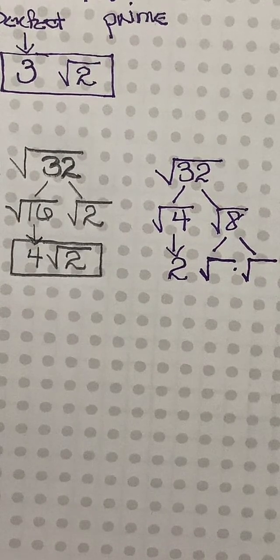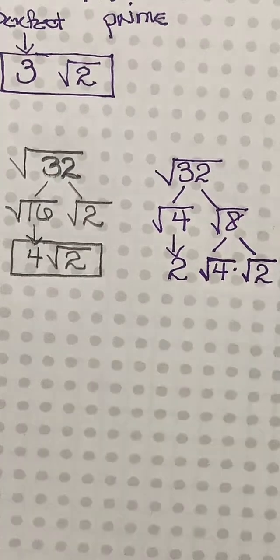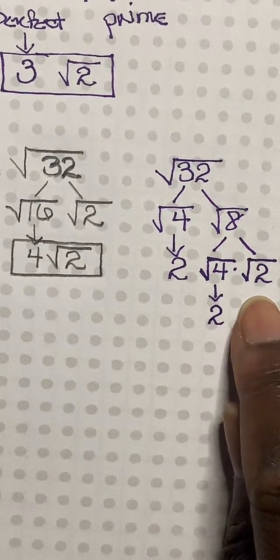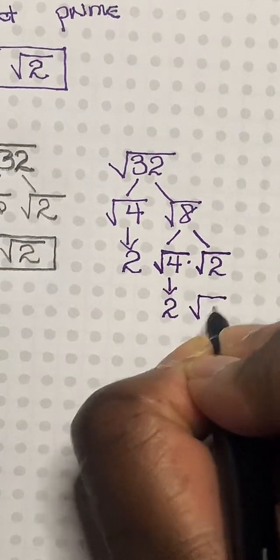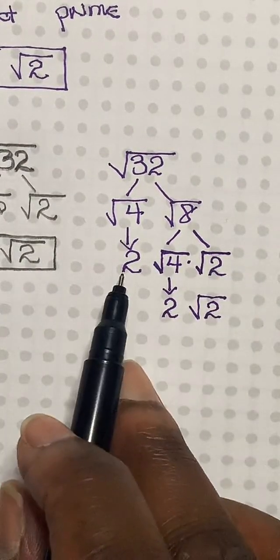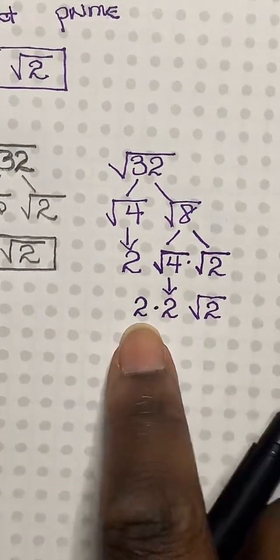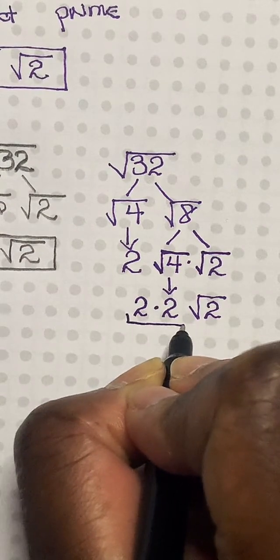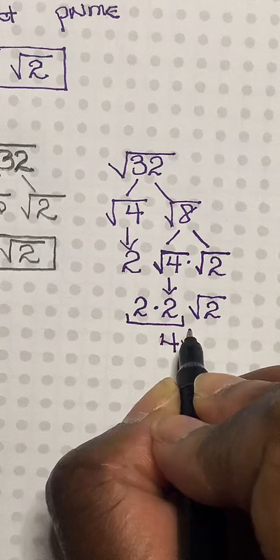Oh wait, no. You said 4 and 2. Okay, Lisa saying 4 and 2. So we got square root of 4 times the square root of 2. So again, square root of 4 gives me 2. This time we have the square root of 2, and that is prime. So if I can't break it down, I bring it down. But this whole number of 2 that we originally had is actually being multiplied by this whole number of 2, because these are like terms. So 2 times 2 will give me my 4, and the square root of 2 just comes on down.